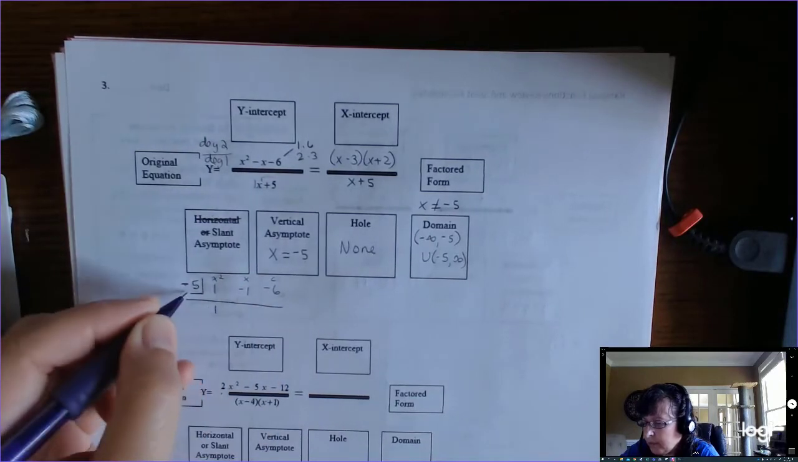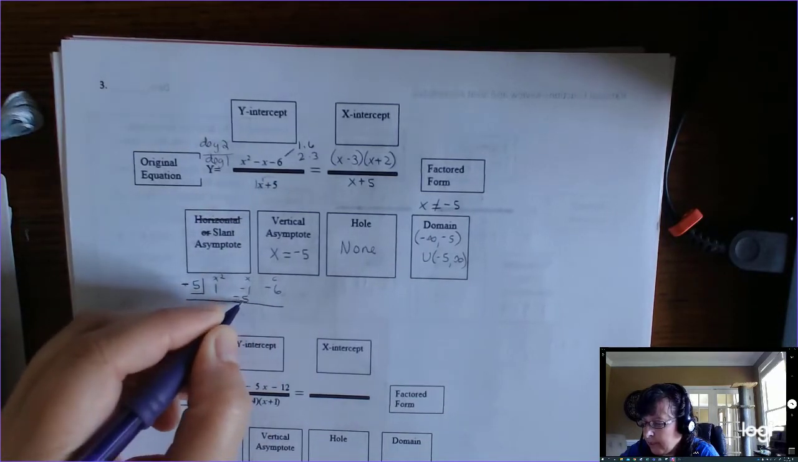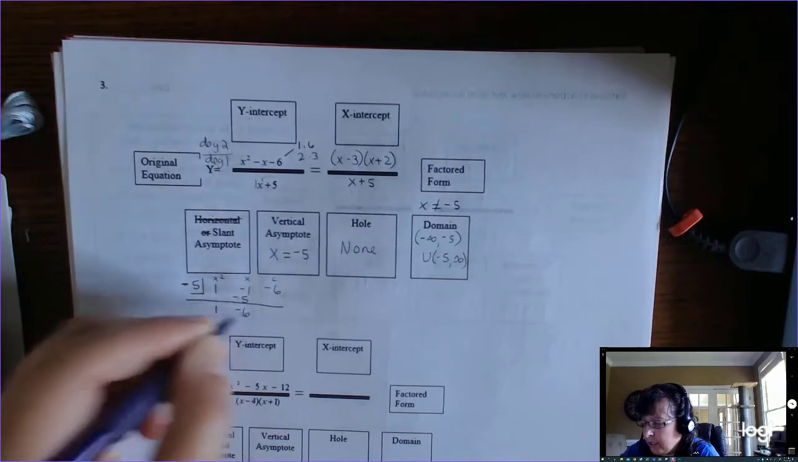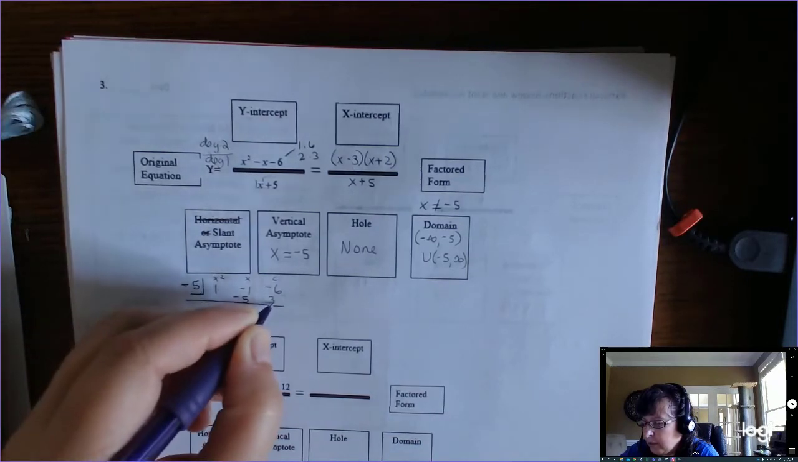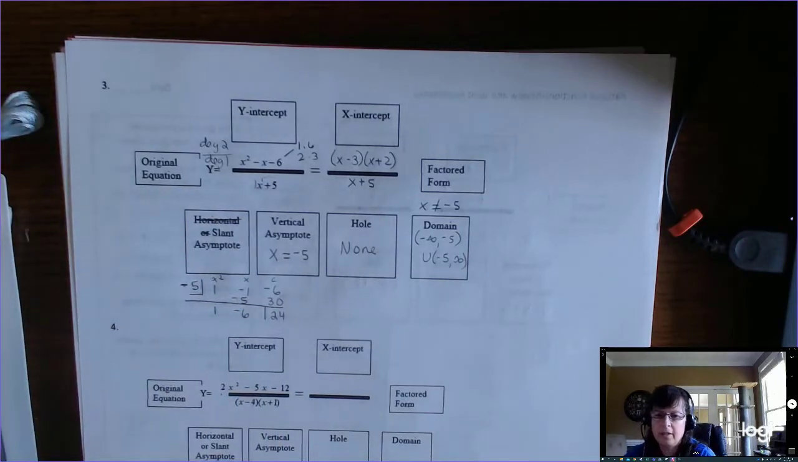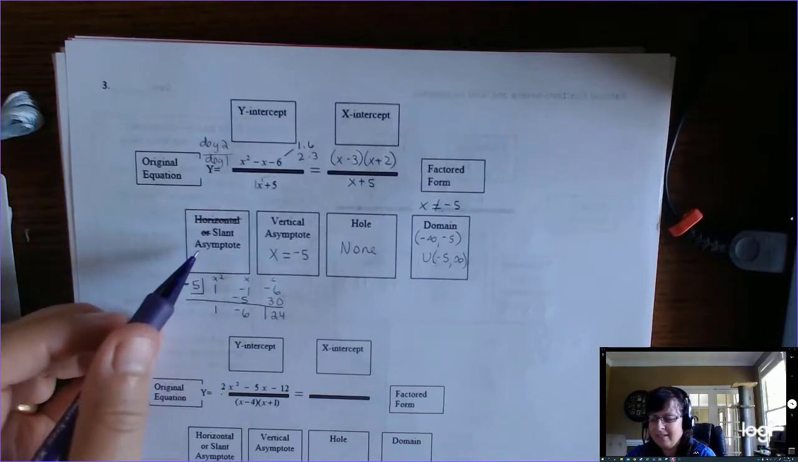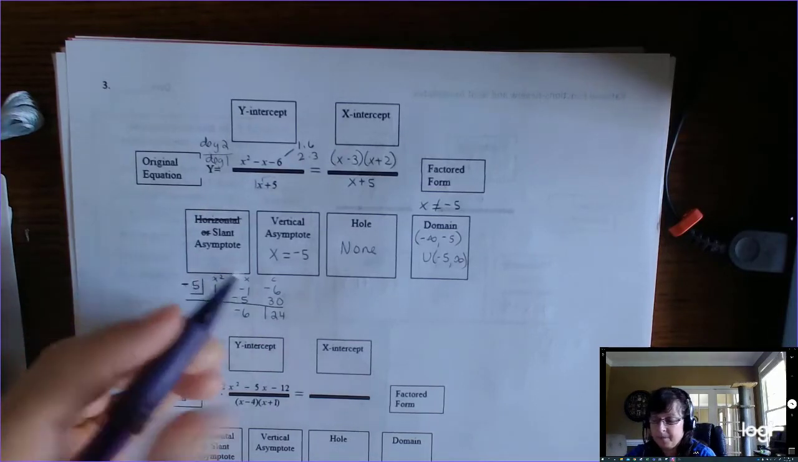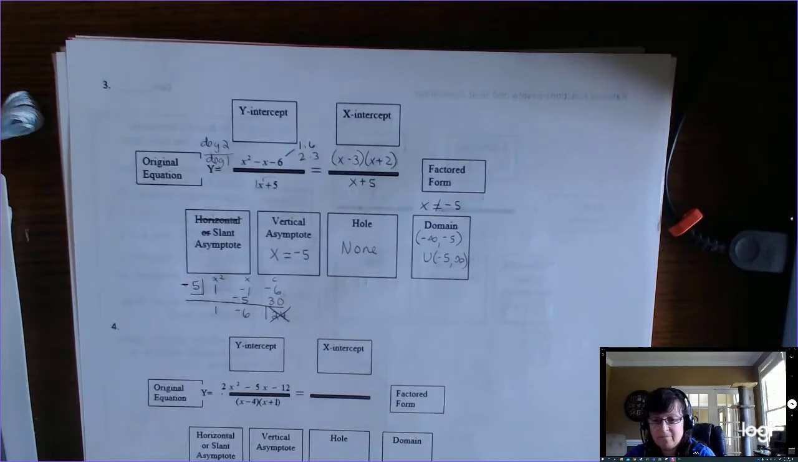This 1 comes down, 1 times negative 5 is negative 5. Add those, you get negative 6. Multiply those, you get 30. And you get a remainder of 24. Now this is a different context. Usually that's bad if you have a remainder, but we're just talking about end behavior. So that means we can just not worry about the remainder.